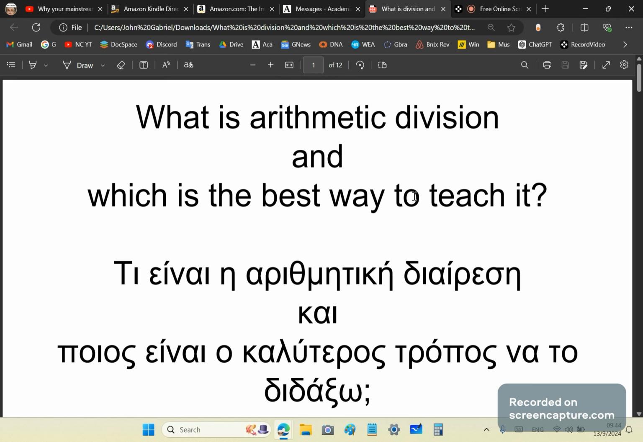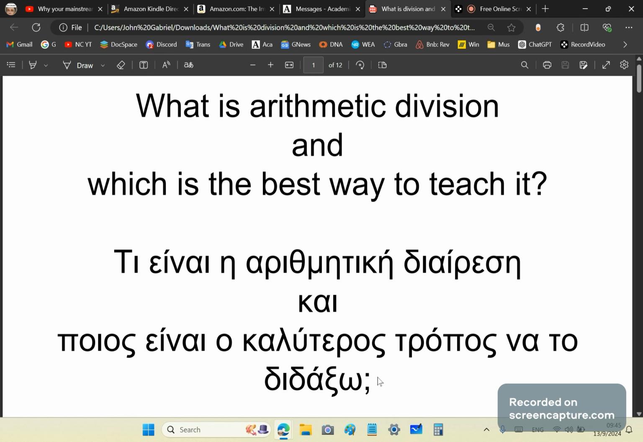So I've also included the Greek here because I'm now living in Greece and I want to improve my Greek, which is not up to scratch. So a good way of doing it is to try to include it in my slides. And that's what I've done here. So in Greek, what's written down here says τι είναι η αριθμητική διαίρεση και ποιος είναι ο καλύτερος τρόπος να το διδάξω. Okay, and it means exactly what you see in English.